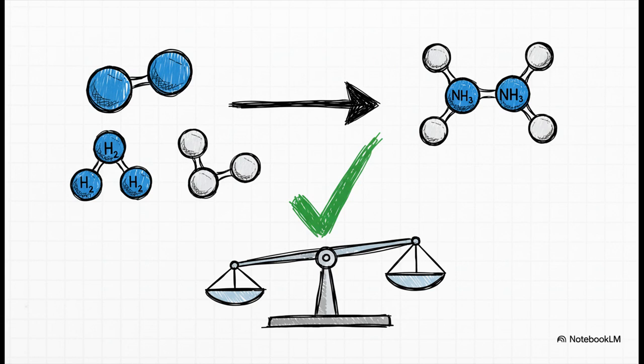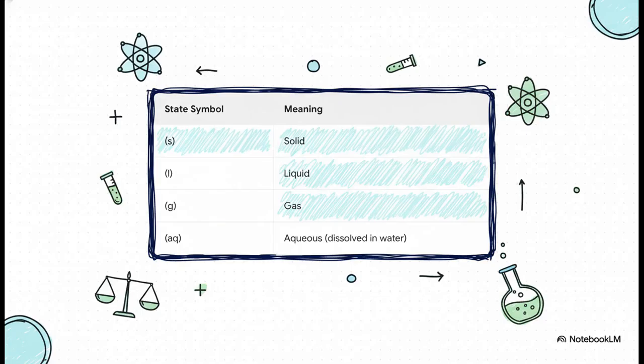And there it is, the solution. 1 molecule of nitrogen gas reacts with 3 molecules of hydrogen gas to produce 2 molecules of ammonia gas. Now if we do our head count again, we have 2 nitrogen atoms and 6 hydrogen atoms on both sides of the arrow. The equation is perfectly balanced. It respects the law.